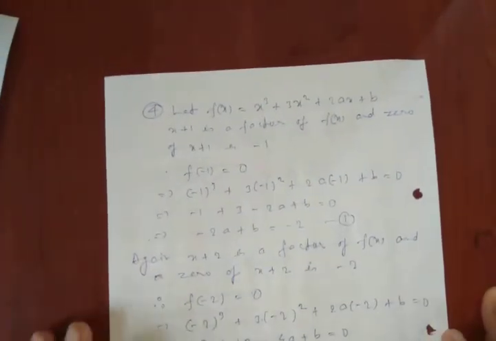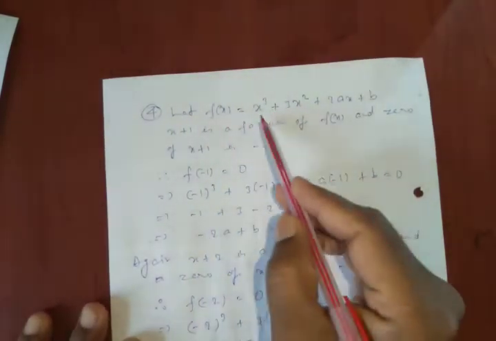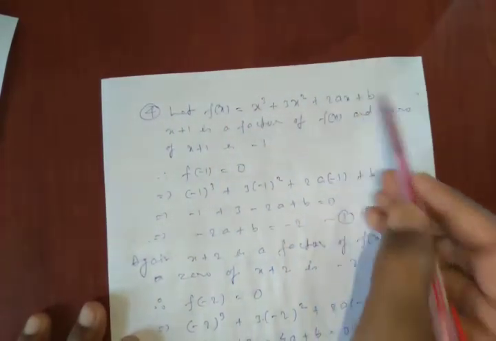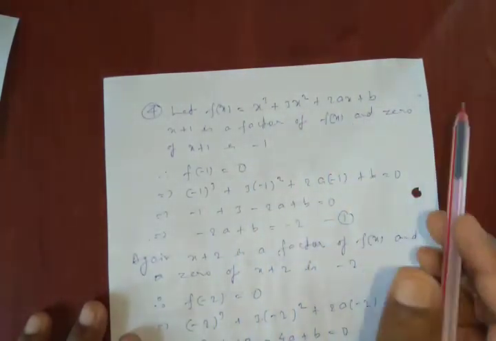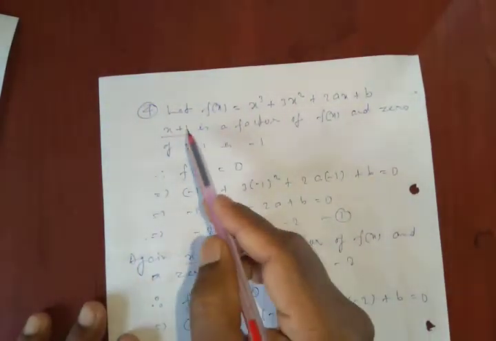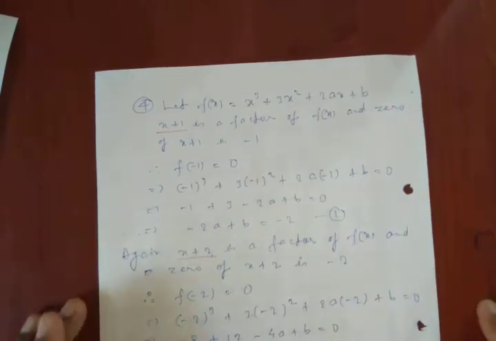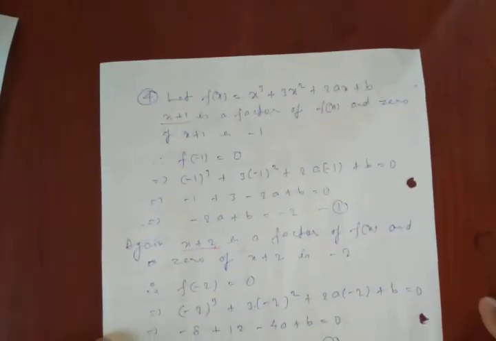Question number 4 is here. In this, this is question number 5, sorry, and this is question number 4. In this question it is a little longer. We are given a polynomial f(x) like x cube plus 2x square plus 2ax plus b, and in this polynomial there are two factors, that is x plus 1 and x plus 2. x plus 1 and x plus 2 are the factors of this same polynomial. Then we have to find the value of a and b.